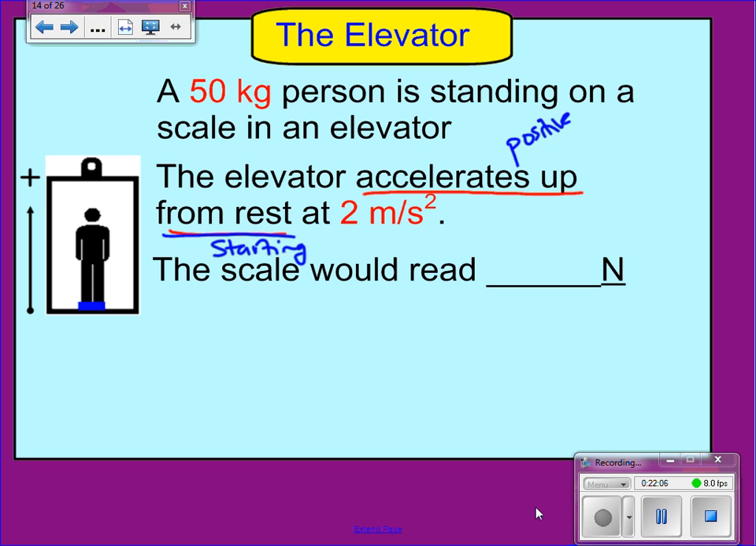Okay, so let's start first of all with a force diagram for the person. So we've got my person written as a dot. I've got force gravity pulling down, and I've got force normal pushing up. Okay, so let's first think about this from a logical state.